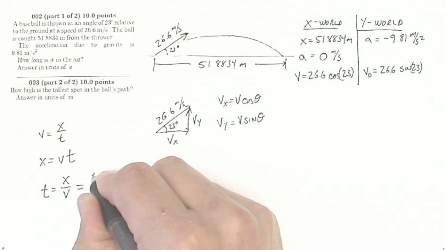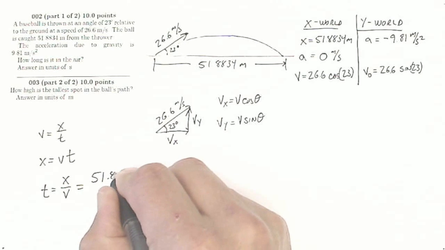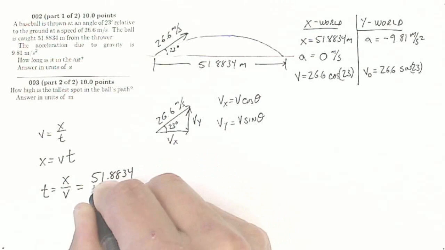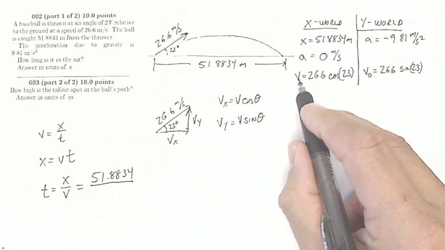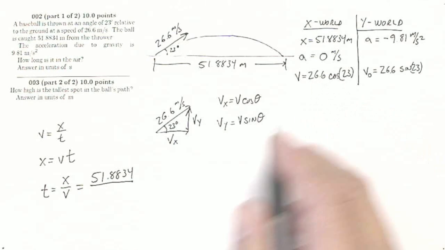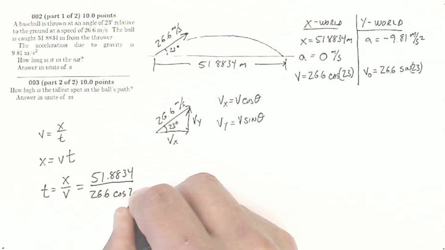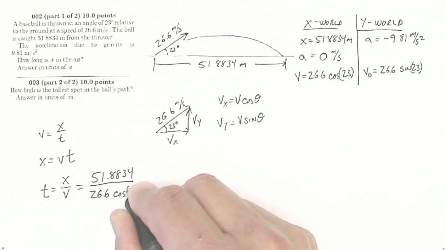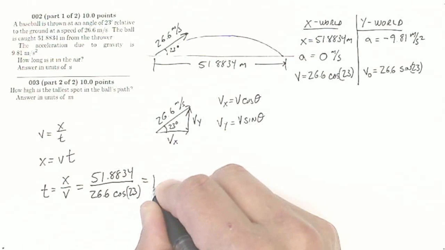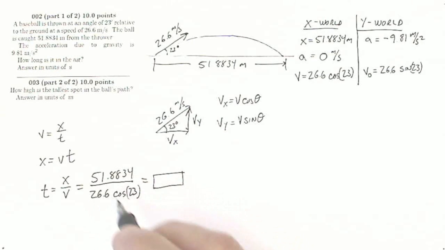Now I've got a distance in the x world of 51.8834 meters, and I've got a velocity, which was whatever this answer was, 26.6 cosine 23. And make sure that's in degrees, and I'm going to get myself my time out of that math right there.